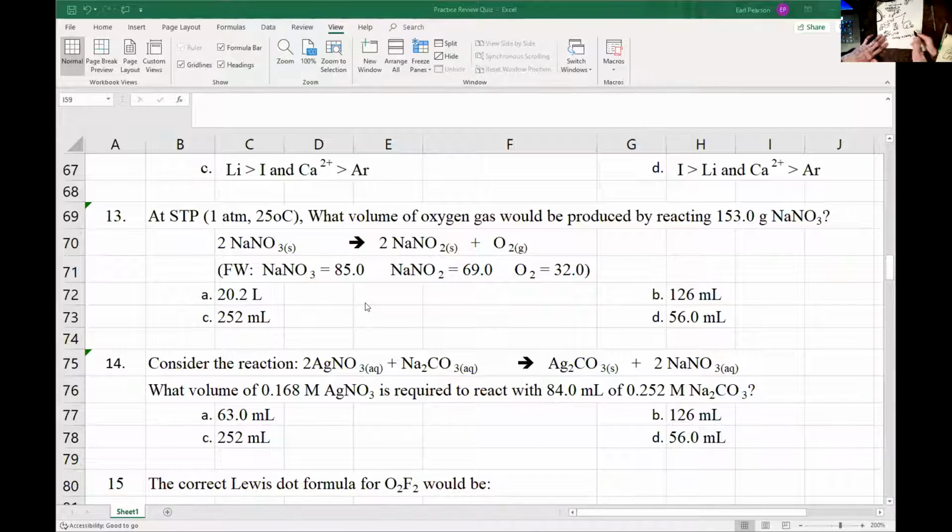And the question is, what volume would be produced at STP, standard temperature and pressure. The pressure is 1 atmosphere, and the standard temperature is 0 degrees Celsius. We use this so often that the volume of any gas at standard temperature and pressure is 22.4 liters. Okay, so let's go over and work out the problem.